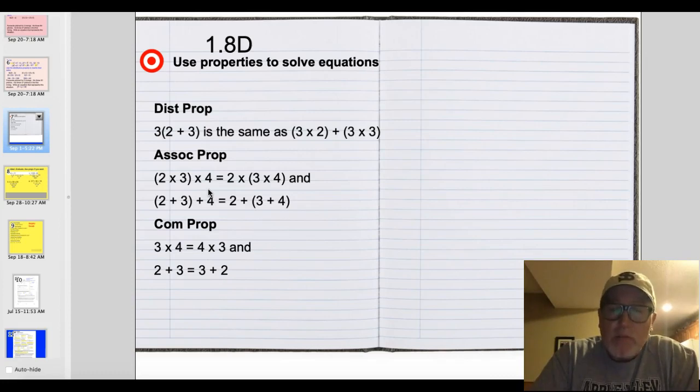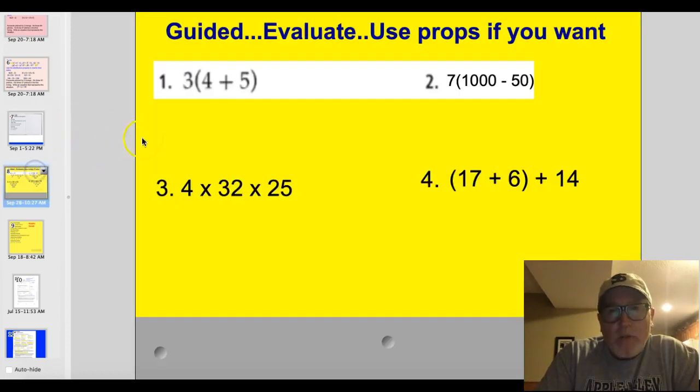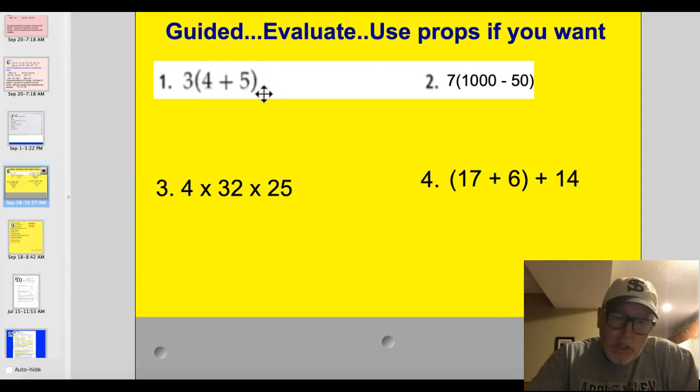The commutative property allows us to move the order of numbers around when we have a string of numbers that we're multiplying or adding. All right, let's see if you can use some of those properties, or not use some of them, to solve some equations. So take a look at these 4 guided problems. You don't need to write these down. I'm just going to do them for you.